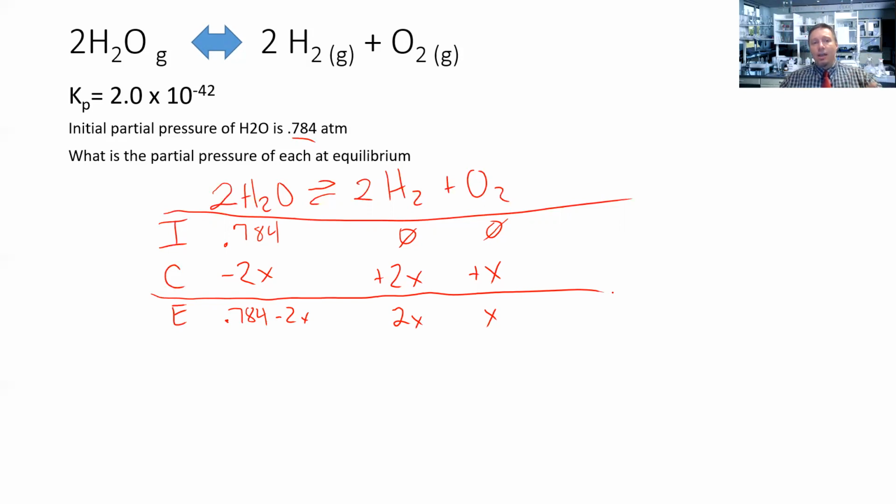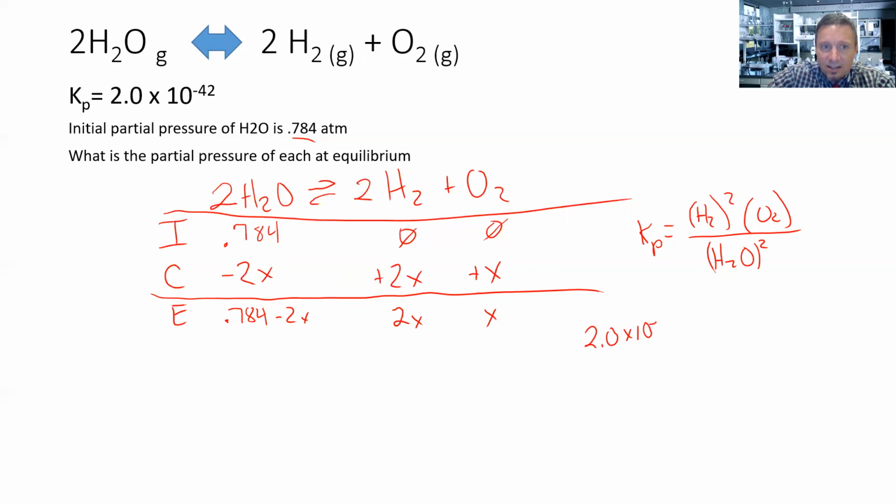So now let's write down everything that we're going to be solving for here. So I have Kp equals H2 squared times O2 divided by H2O, and that's squared. Now I can just plug my numbers into here. So I have here Kp is 2.0 times 10 to the negative 42 equals, and I have 2x squared times x divided by 0.784 minus 2x squared.